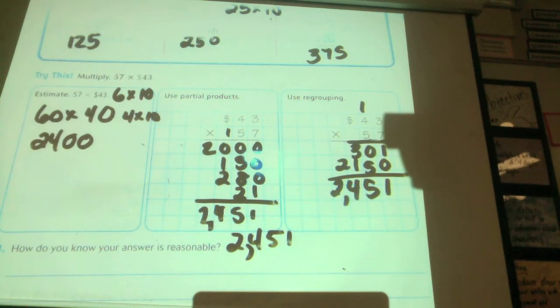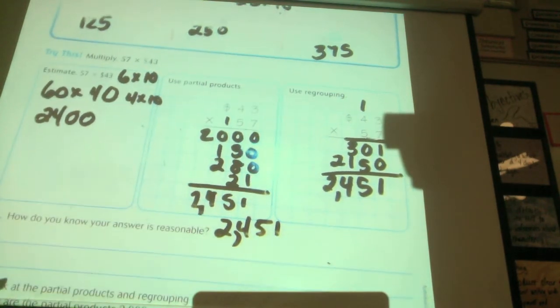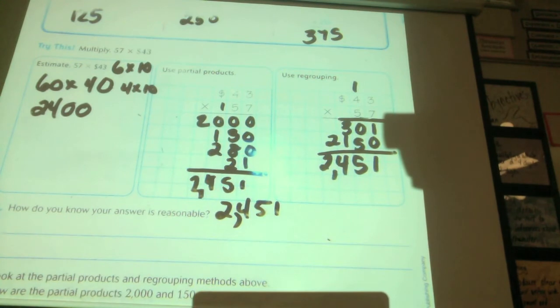That's a wonderful answer. She said, I know that the answer is reasonable because before we did the problem, we estimated, and the actual product is close to the estimate. That'd be a perfect way to explain why your answer is reasonable, and I like how she restated it. So go ahead and fill in your number 1 with how do you know your answer is reasonable. And you can fill in this writing as well.